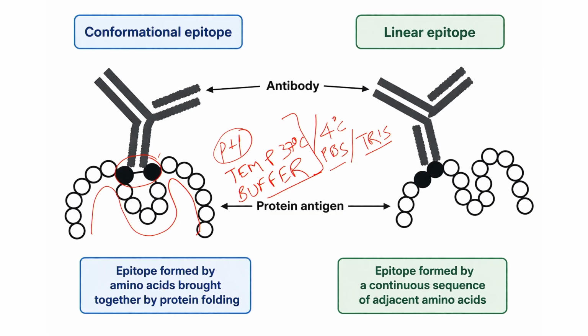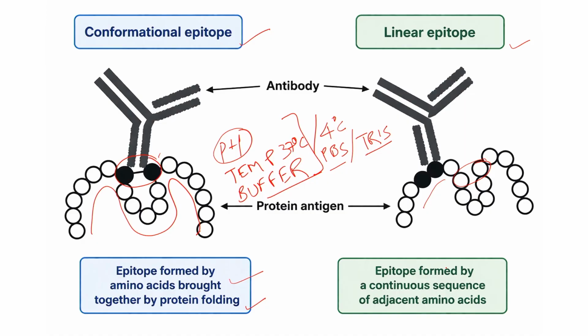And therefore, we could say that the epitope formed by amino acids brought together by protein folding is what we call conformational epitopes. While in linear epitopes, the structures are actually free from the conformational aspect. So, these are a linear chain of amino acids. So, they are not changing. So, they are not conformational. They are not buried or, say, exposed conformationally. They are just exposed linearly.